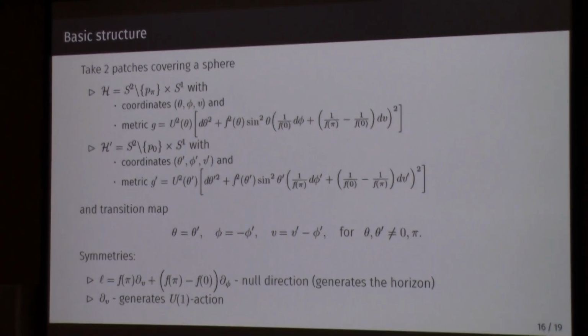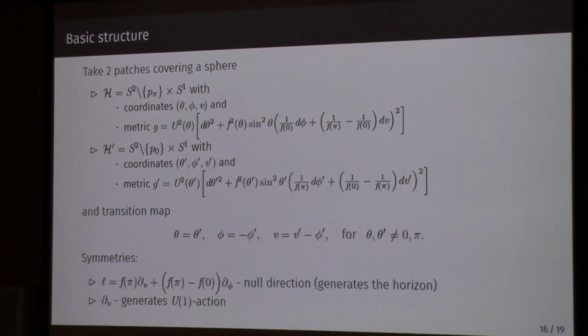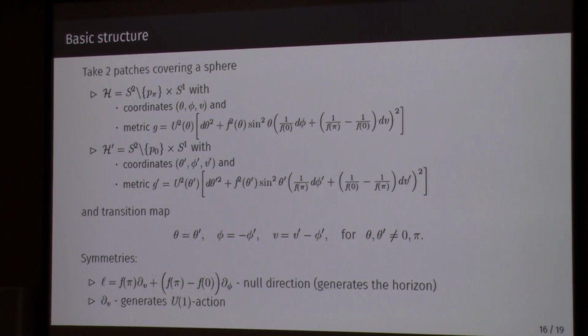So what is the basic construction? As with the torus, you take a sphere and cover it with two patches. One of them is everything except for the south pole, which is this P of pi, where pi and 0 refer to the value of theta. The second one is the same, but without the northern pole. And then we propose this kind of magic.